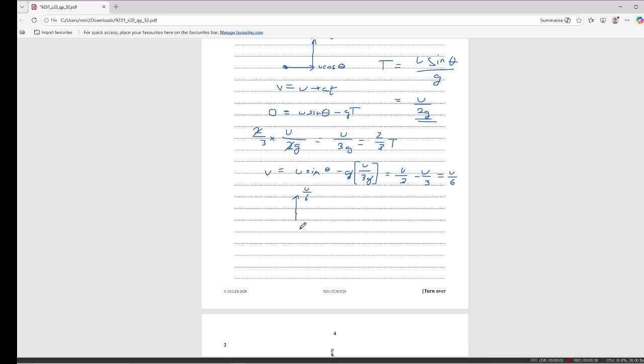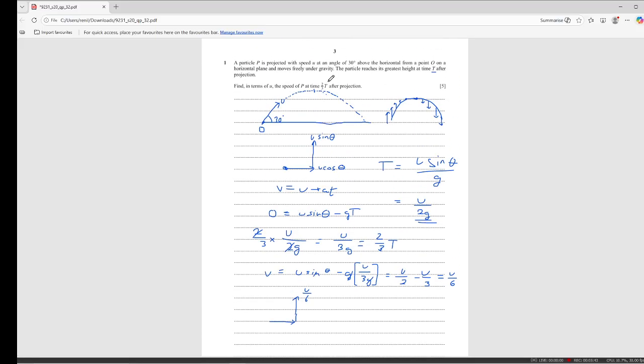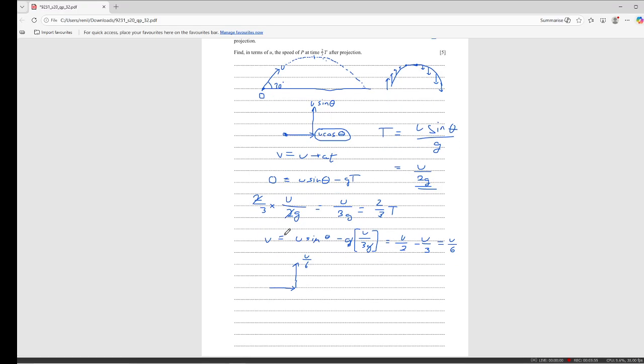What happens to the horizontal velocity? Well, the horizontal velocity remains the same all throughout projectile motion because we're not considering drag or air resistance, and horizontal velocity is u cos theta. Cos 30 degrees is root 3 by 2, so it will be u root 3 by 2.